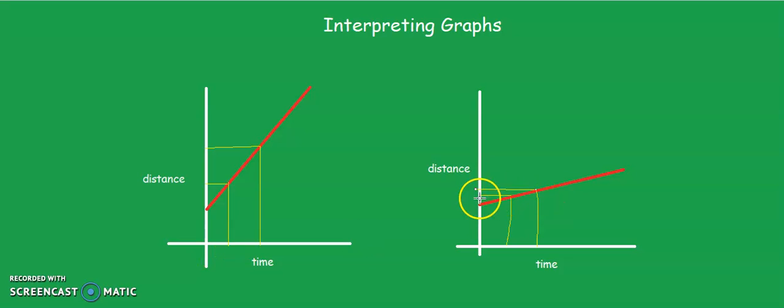So if you're moving less distance through time than you are here, then what does it mean? It means that in this graph you are moving faster, and in this graph you are moving slower. So this graph is moving faster, which makes sense because the graph is steeper, and here you're moving slower because the graph is less steep.